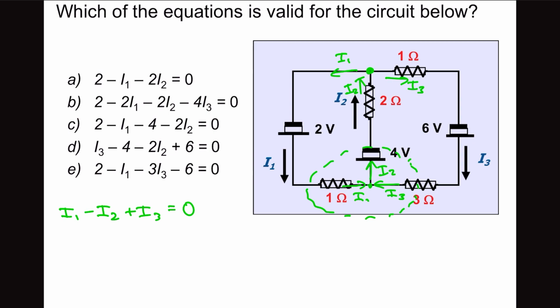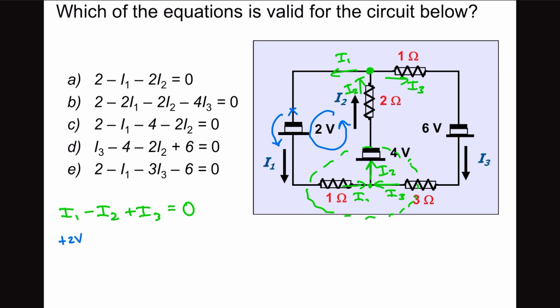So let's go ahead and let's pick a starting point. Let's say we're going to start right here, and we're going to do this little loop, and we're going to go in a counterclockwise direction. So the first thing I'm going to do is bump up 2 volts there by stepping up that battery. So that's a plus 2 volts.